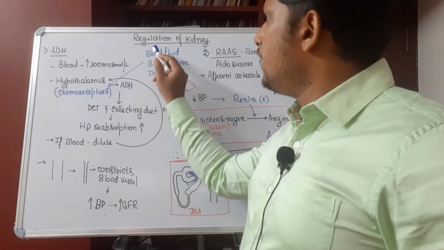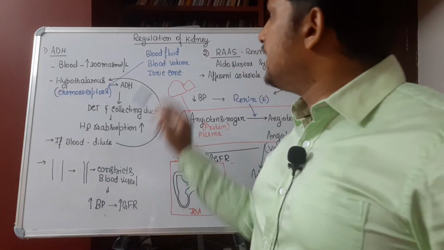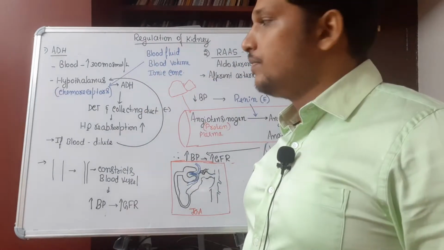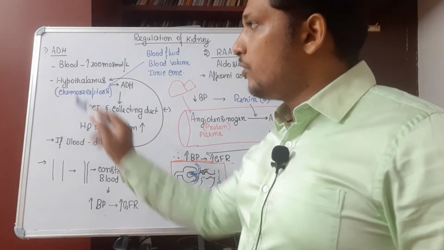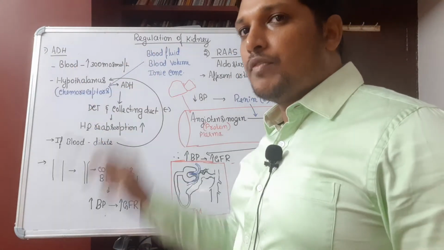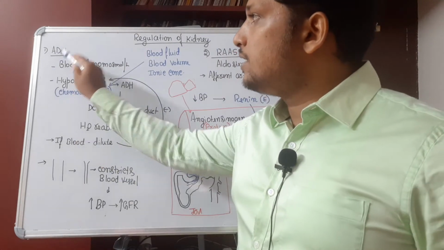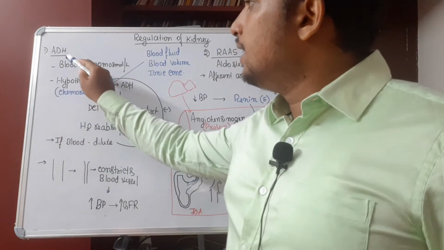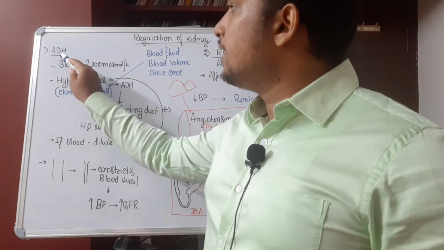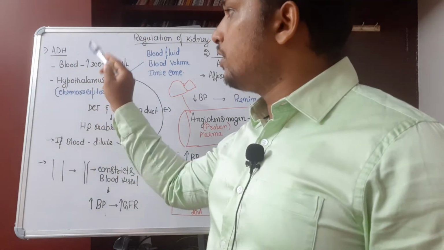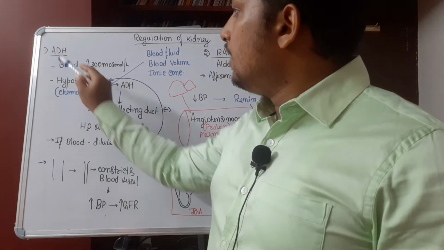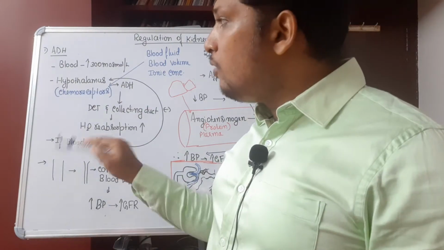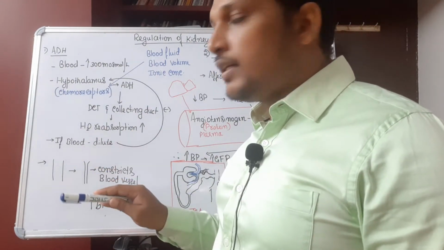Good morning. Today I am going to explain how kidney functions are regulated. There are three ways of regulation. I am going to explain the first two ways of regulation of kidney function. The first regulation is with the help of antidiuretic hormone, in short called ADH. How does ADH control kidney function?